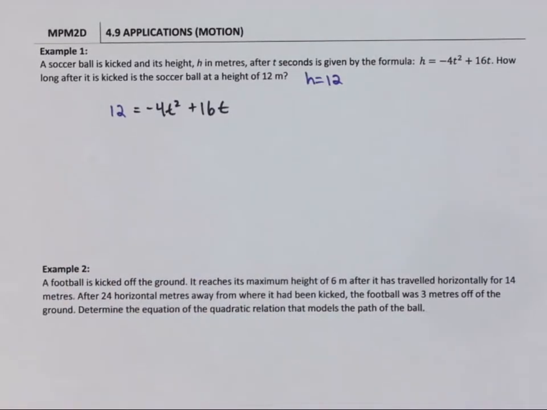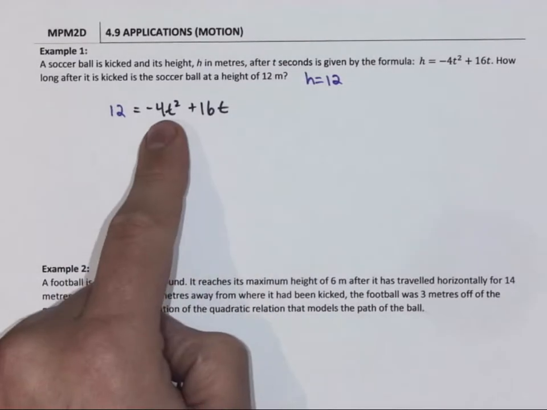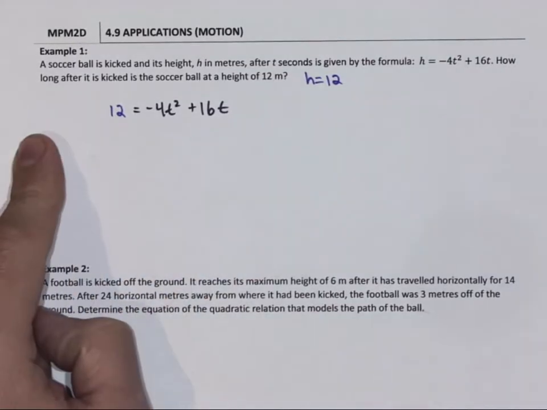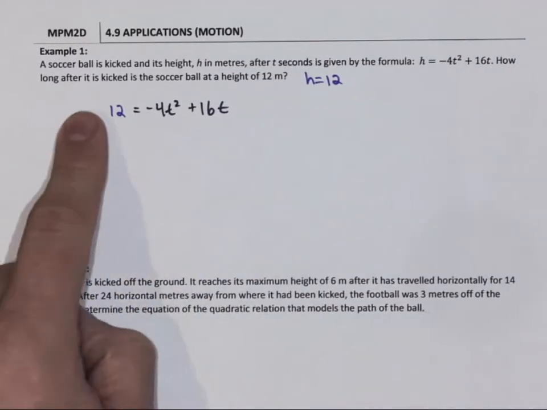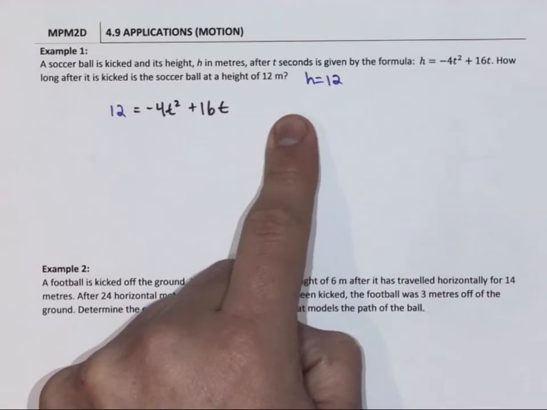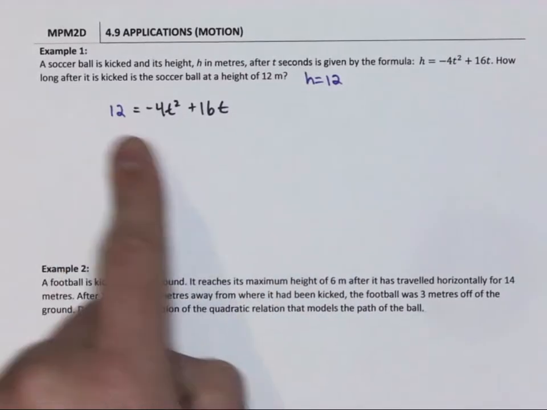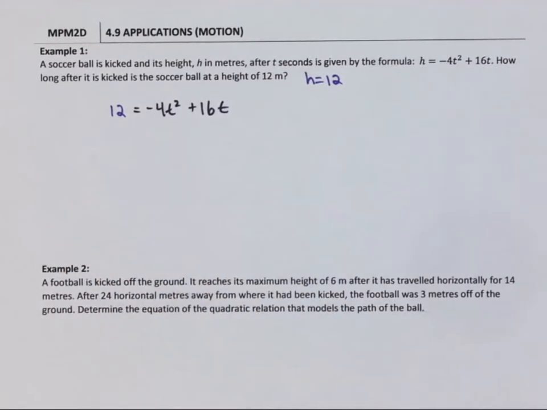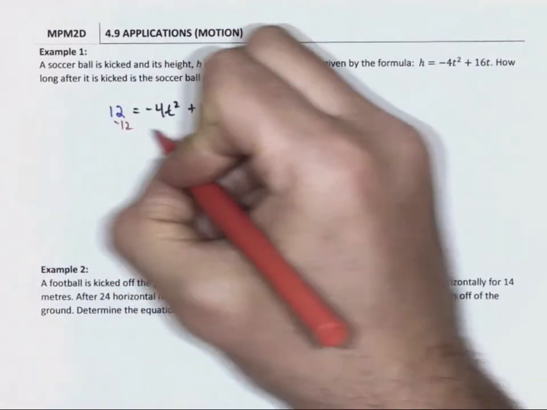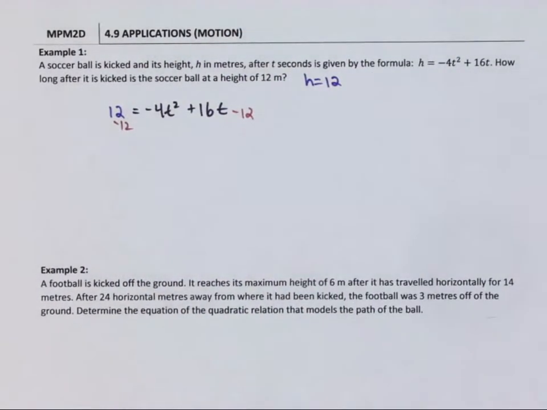So let's bring everything to one side, and because that is negative, we have the option to bring it to the positive side. Or we can just bring everything to the right, however you feel. Right now it doesn't matter too much, but let's just bring it all to the right, because we're used to seeing y equals, or in this case h equals. So take away 12, take away 12.